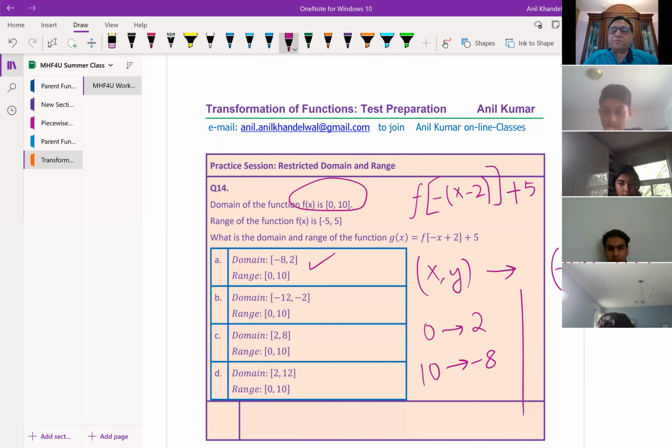Now let's check the range. Range is -5 to 5. We have to add 5. So it becomes 0 to 10, correct? So that works, right? So option A. Do you get the idea? Correct. So 0 to 10 was the range for all of them because that was a simple calculation.